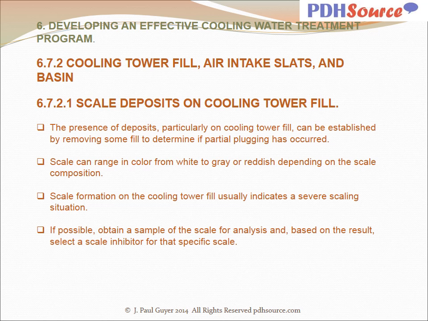The presence of scale deposits, particularly on cooling tower fill, can be established by removing some fill to determine if partial plugging has occurred. Scale can range in color from white to gray or reddish depending upon the scale composition. Scale formation on the cooling tower fill usually indicates a severe scaling situation. If possible, obtain a sample of the scale for analysis and based on the results, select a scale inhibitor for that specific scale.